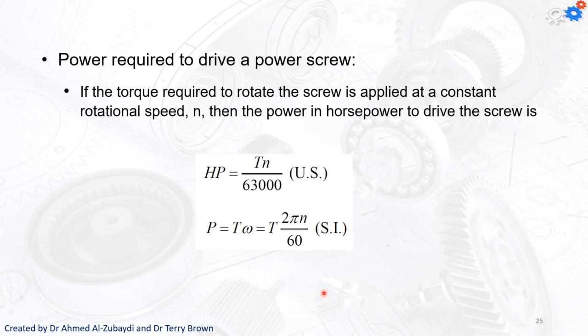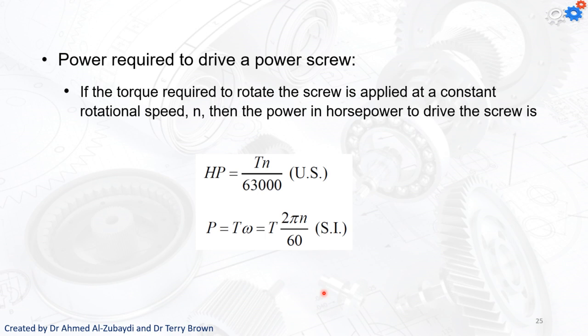Finally, the power required to drive the power screw. If the torque required to rotate the screw is applied at constant rotational speed n, in radians per second or revolutions per minute, depending on the units you are using, then the power in horsepower to drive the screw is equal to T multiplied by N divided by 63,000 horsepower in US units. The torque is in pounds-feet, and N is in revolutions per minute.